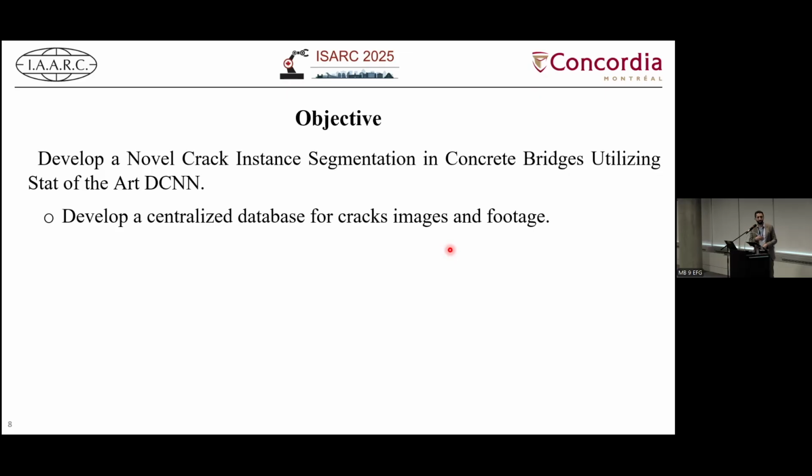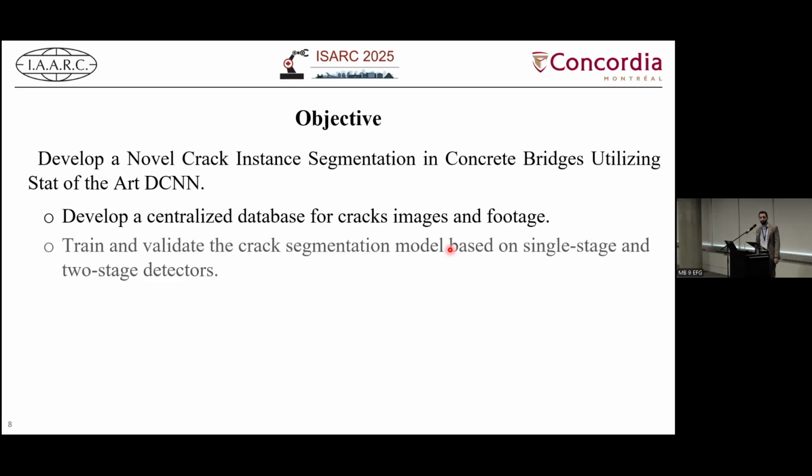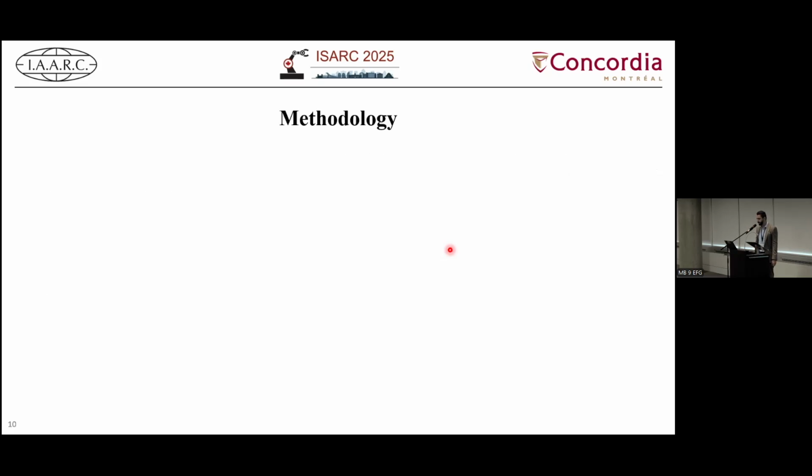And to do that, we first have to come up with a database because, as usual, there's a scarcity when it comes to the data in this field. And then we have trained and validated two different detectors. One, a single-stage detector, and a two-stage detector to compare their respective capabilities. And yeah, that was actually the methodology.